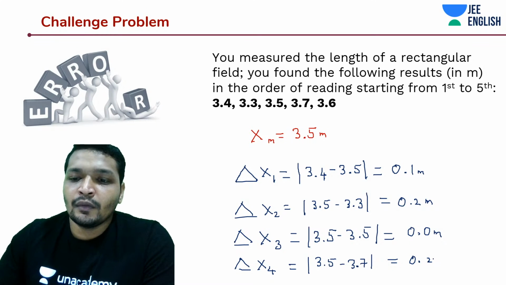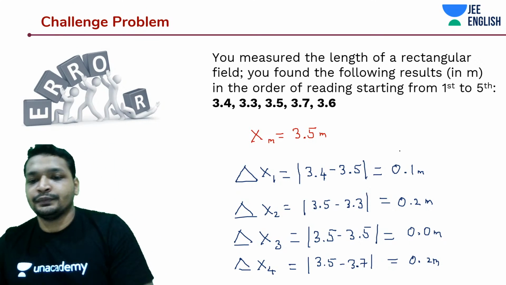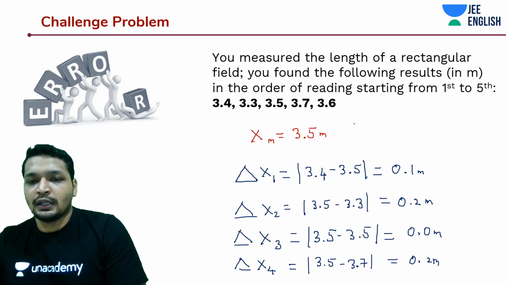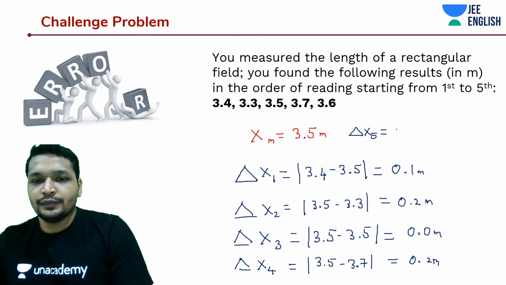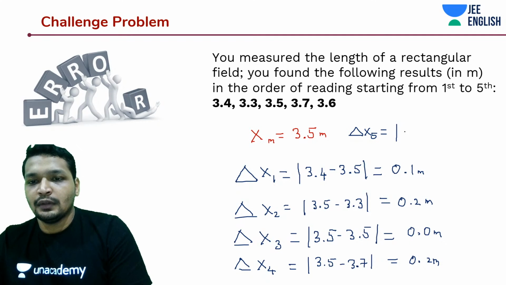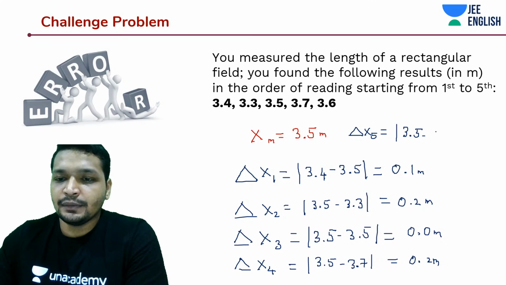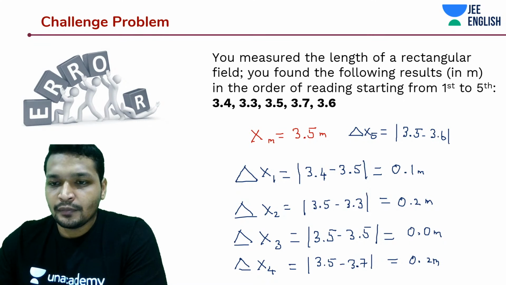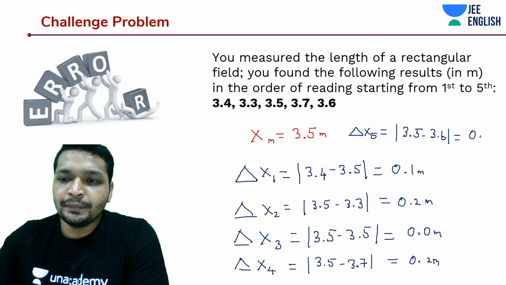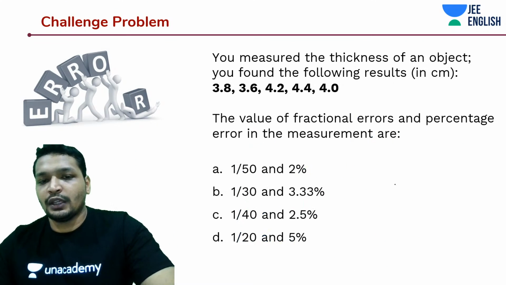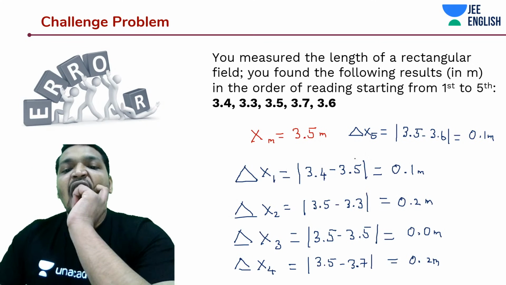Okay, I think I'm going to take over here. So let's write down delta x5 over here. 3.5 minus 3.0. How much is this? 0.1. How much is the addition of all of this? Let's do that.